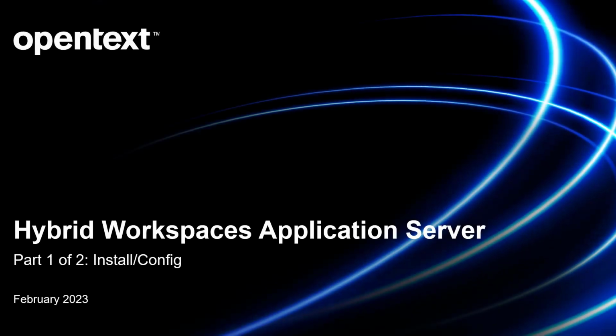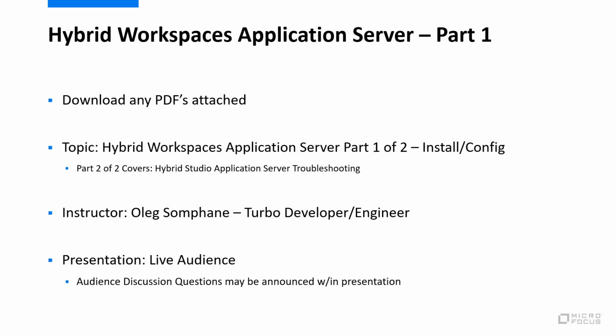This is enablement training, part 1 of 2 for Hybrid Workspaces Application Streaming Server, covering the installation and configuration of the system. This course will cover Hybrid Workspaces Application Streaming Server installation and configuration. Feel free to download any course PDFs to follow along for reference. Be sure to watch part 2 of this series for troubleshooting of the application streaming server system.